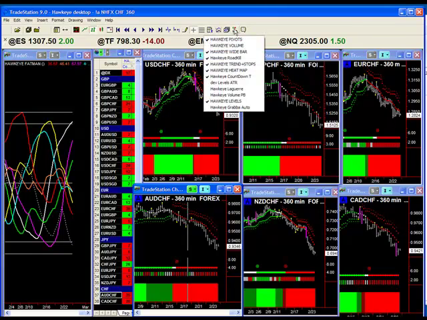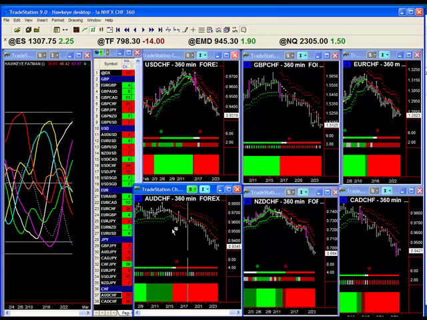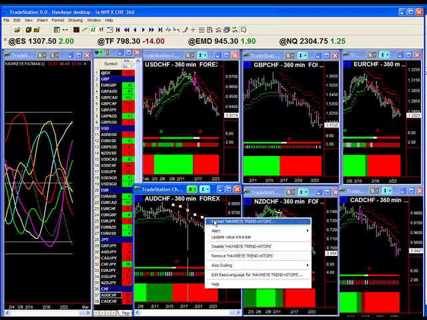And then we have to work out, well, how are we going to get out? Well, Hawkeye has three ways of getting out. One is to trend follow it all the way to the end till you're stopped out. And you can do that by tightening up your stops.